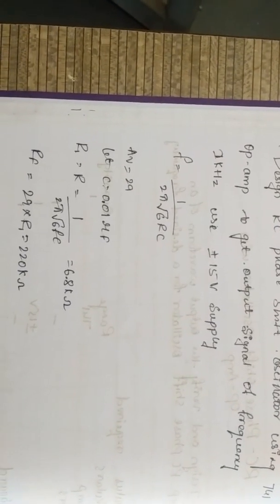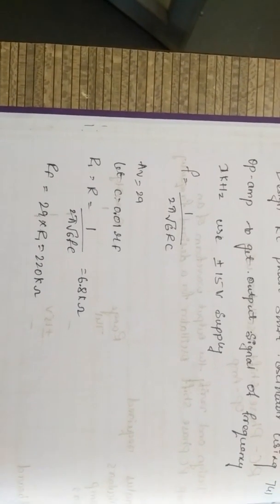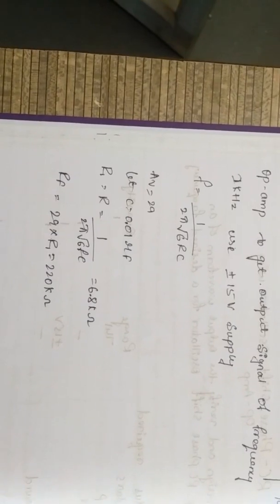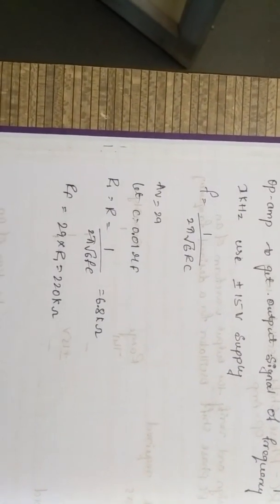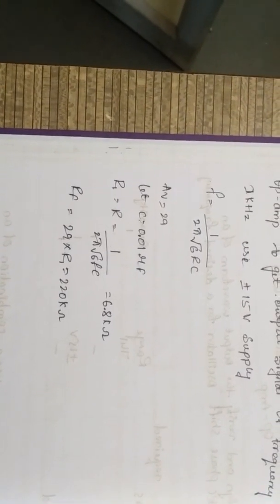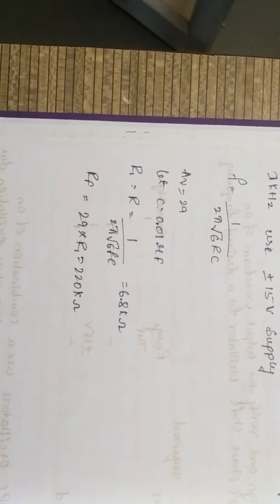So this is the design of that RC phase shift oscillator, which we are going to use for the experiment now. This RC phase shift oscillator is designed to generate oscillations of 1 kilohertz frequency using plus or minus 15 volt supply. The frequency of oscillation is given by 1 by 2 pi root 6 RC, and as we know, the gain of the op-amp should be considered as 29, and let us choose the value of capacitor as 0.01 microfarad, and when we substitute that in the frequency equation, we will get the value of R as 6.8 kilo ohm.